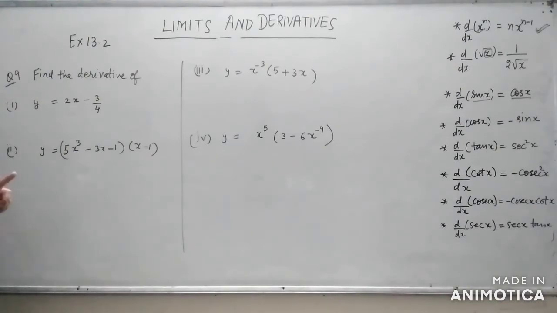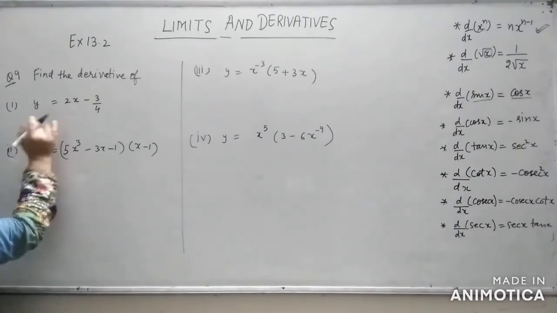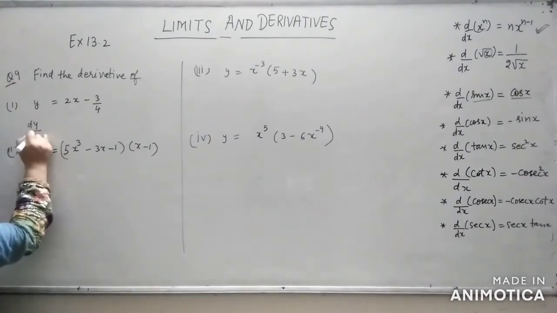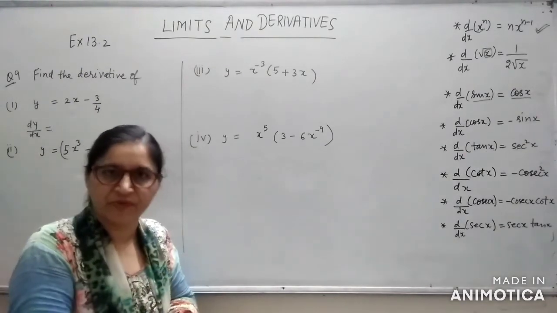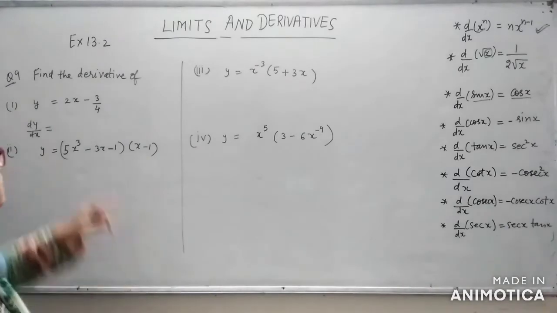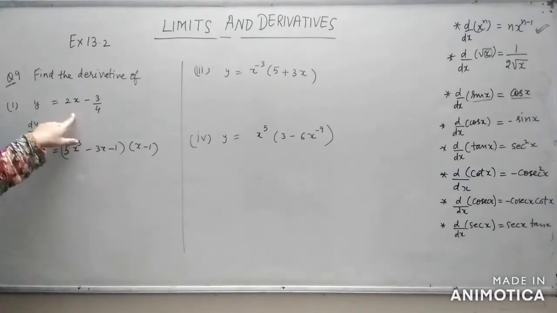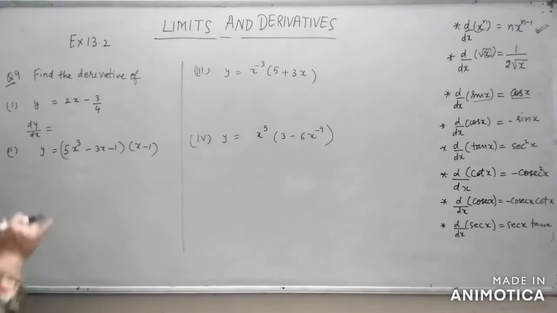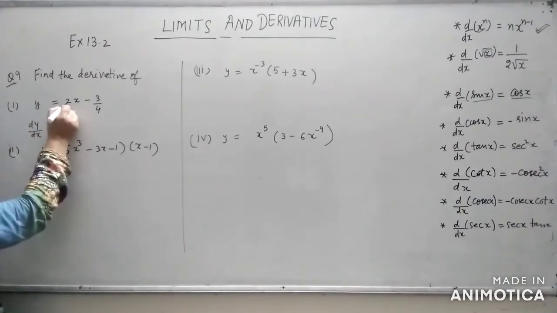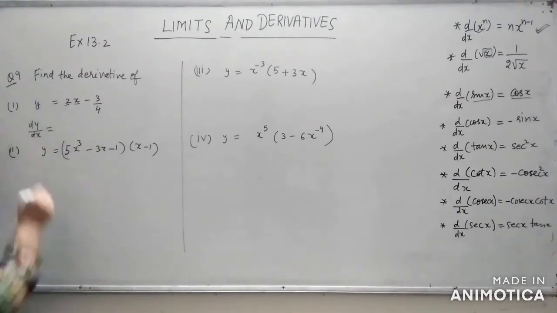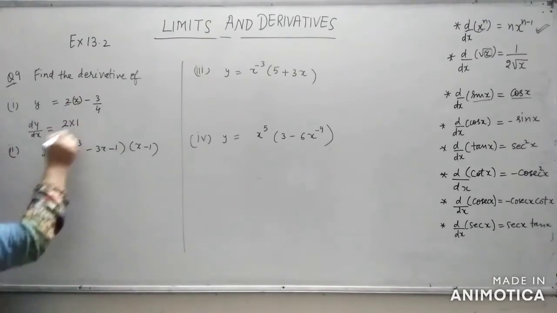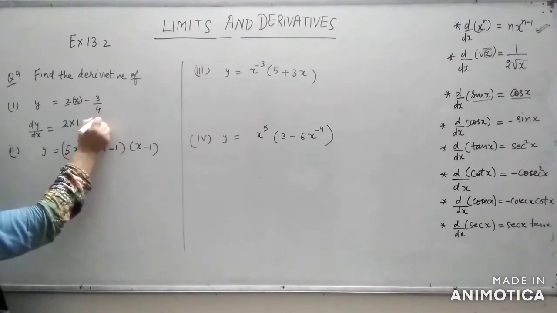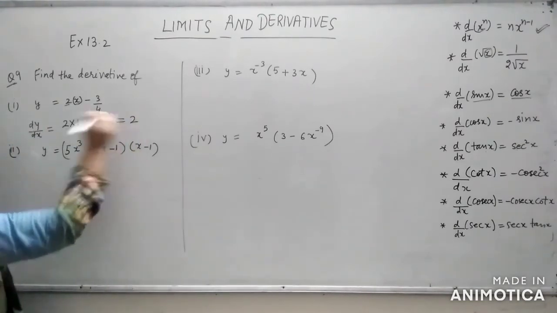And in question number 9 we are to find the derivative of these functions. So first, this is in the simplified form. Look, if the function is not in the simplified form, first of all we will simplify it, then we will find out the derivative of that. But in this question it is already given in the most simplified form, so we will directly find the derivative. Because 2 is a constant which is multiplied with x, we will write down 2 as it is and take the derivative of x, and we know that the derivative of x is 1. Minus 3 by 4 is a constant whose derivative is 0. So the answer here is 2.